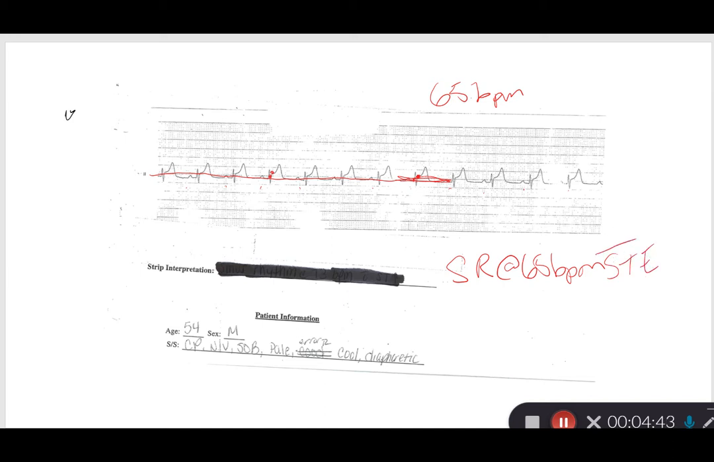And that's predictive of a heart attack. So I have sinus rhythm at 65 beats per minute with ST segment elevation. We can just write STE for that.